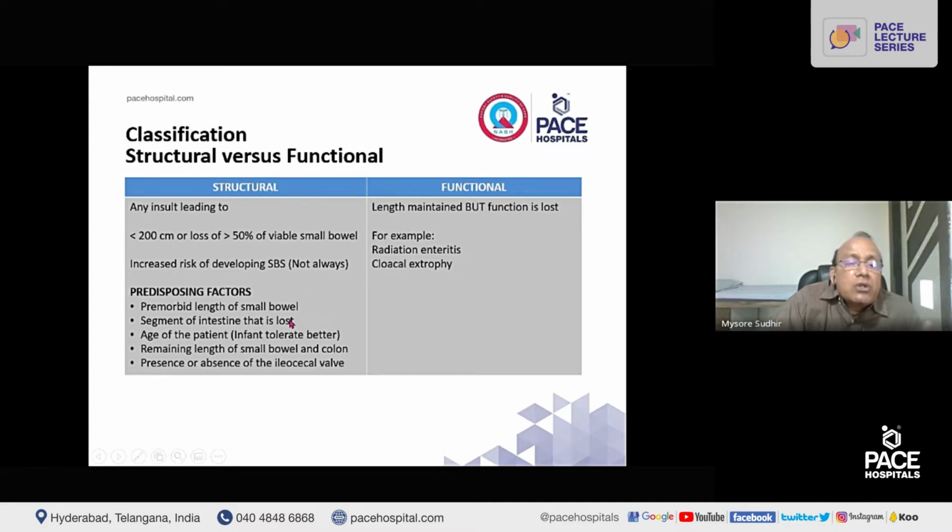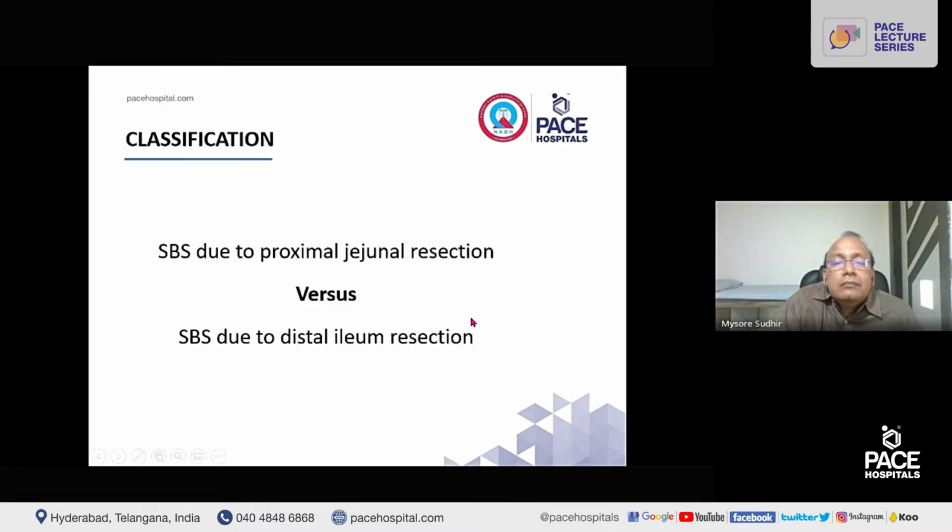The segment of intestine lost matters, that means the jejunum or the ileum or the ileocecal valve or the colon. And age of the patient, infants tolerate better because they have a lot of regenerating capacity of the intestine. Children or infants after resection recover faster compared to adults. And the presence of the remaining length of small bowel and colon, as I told you, and presence or absence of the ileocecal valve. So we can classify short bowel syndrome as with a proximal jejunal resection or with a distal ileum resection.